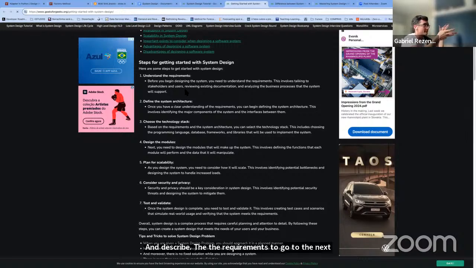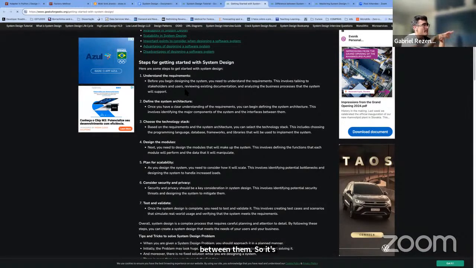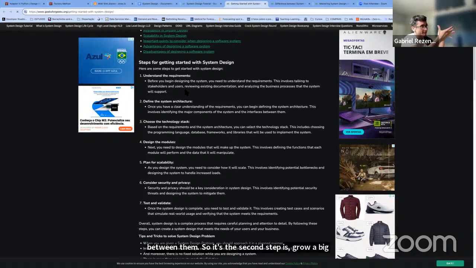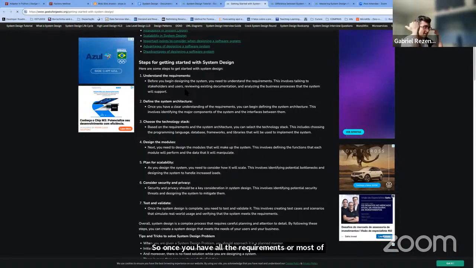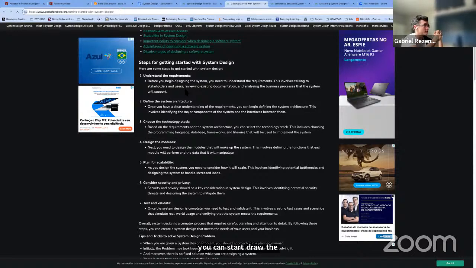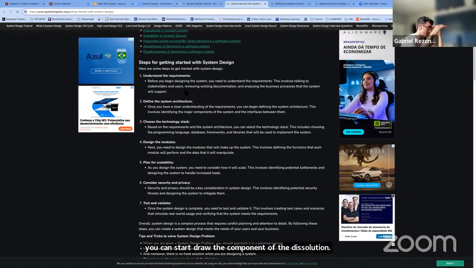That is to define the system architecture. So once you have a clear understanding of the requirements, you can begin define the system architecture. This involves identify the major components of the system and interface between them. So the second step is draw a big picture of your system. So once you have all the requirements, or most of them, you can start draw the components of the solution. So it's like a big picture with the main modules and main components of the system.